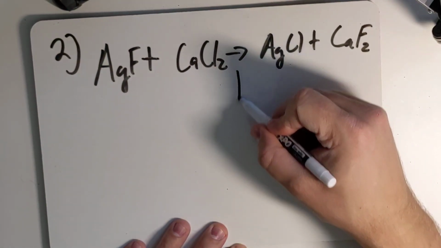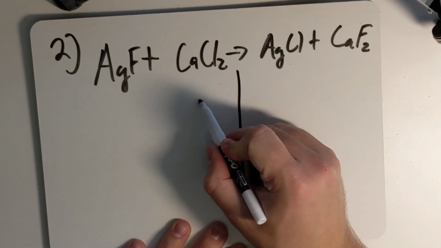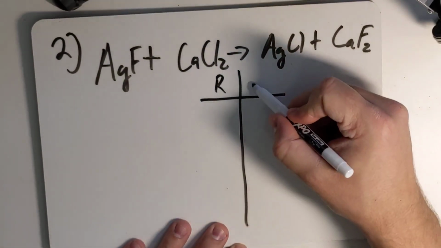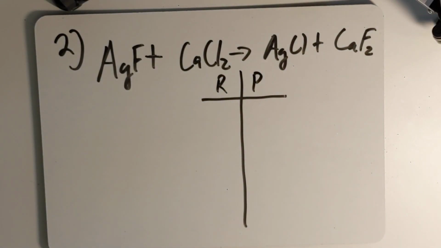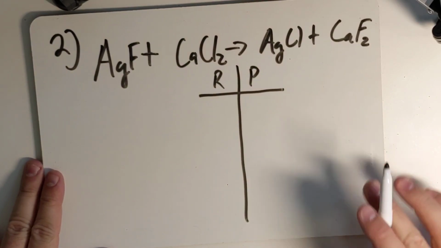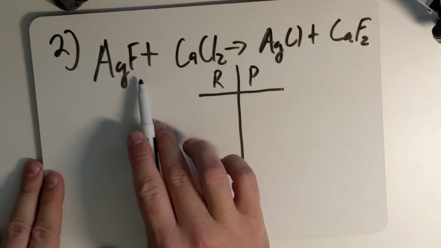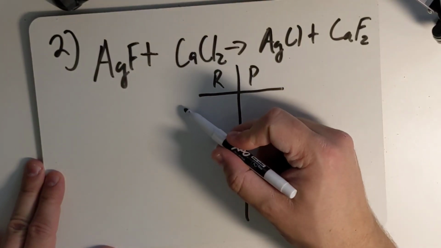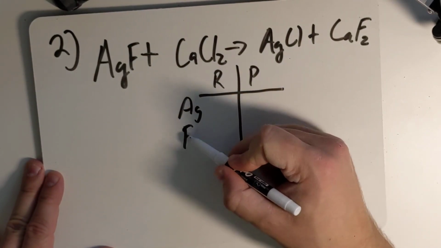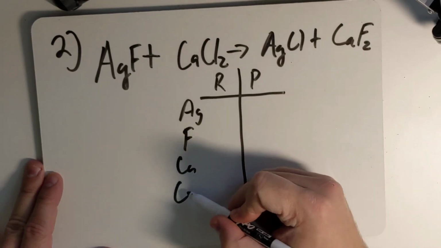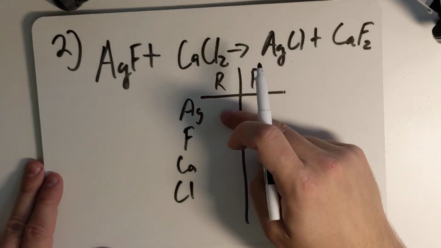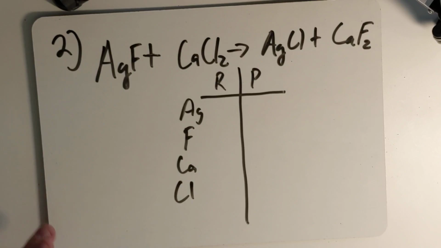So we're going to make a T-chart again. I'm going to put it right beneath that arrow sign. So we have reactants and products. And then we're going to figure out what our elements are. And in this problem, there are a lot more elements than last time. So you got silver, fluorine, calcium, and chlorine. So just write those down to the left so you can have a little space here to write for your reactants. Okay, I'm going to change colors here in a minute once we start making changes.